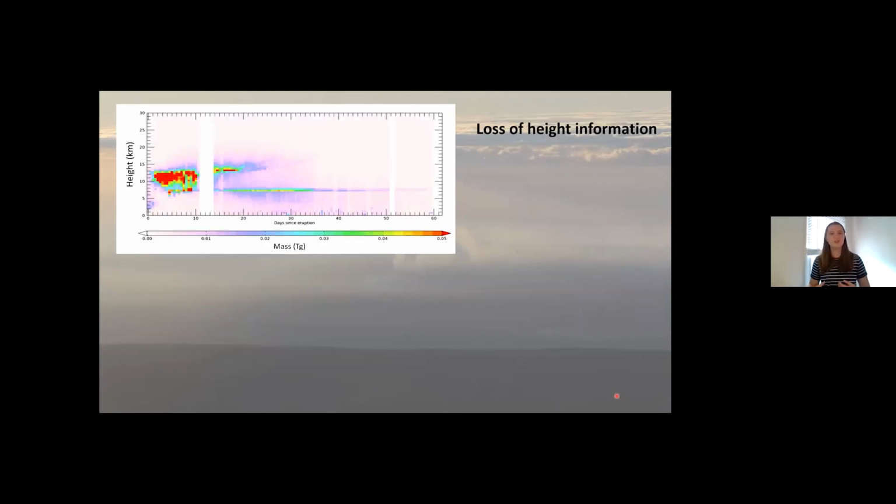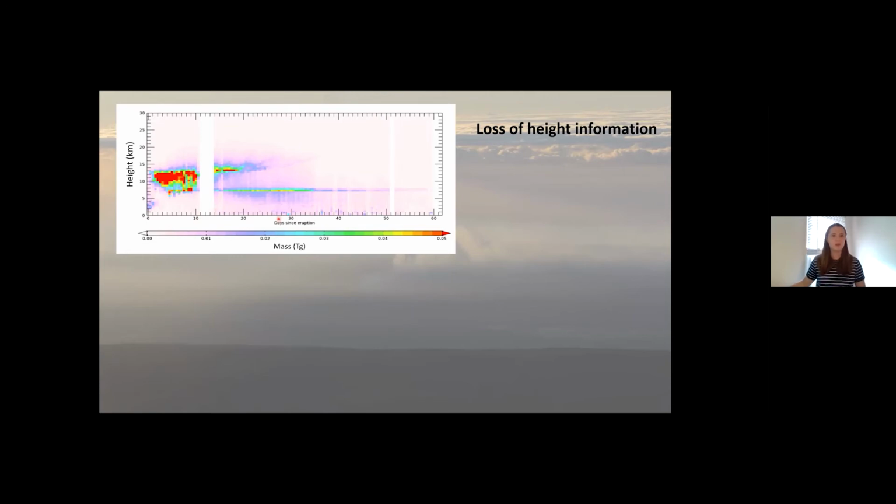So I wanted to talk about how the plume evolves with time. One of the ways we do this is we take these vertical mass distributions and combine them for the entire time period we're looking at. In this case, we're looking at about 60 days, and we combine them into one plot. On the x-axis we have the days since eruption, on the y-axis the height, and the color is showing the mass.